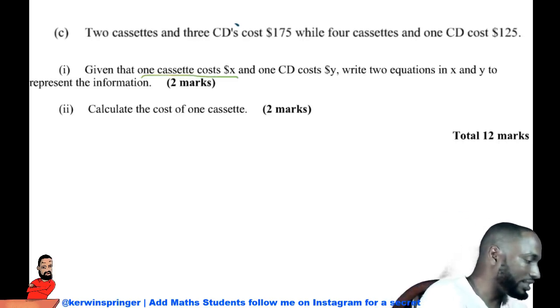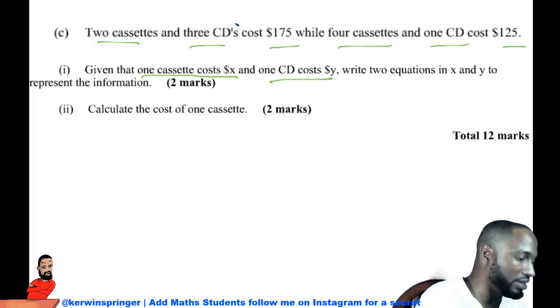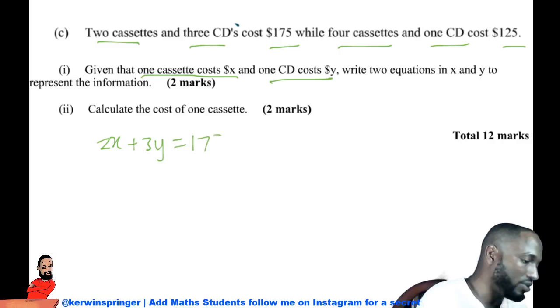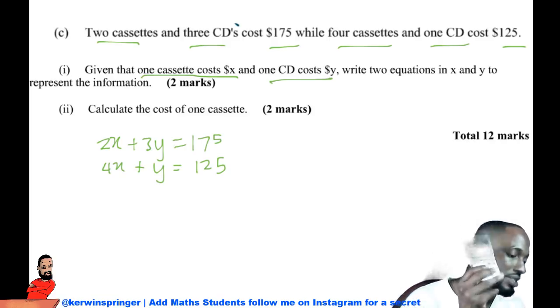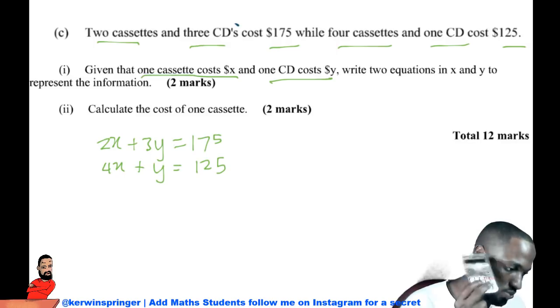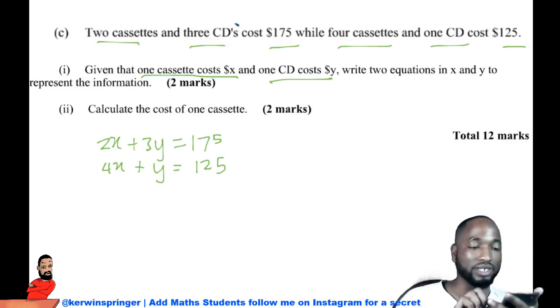Given that one cassette is x and one CD is y, but you have two cassettes and three CDs giving you that, four cassettes and one CD giving you that. So you're going to get 2x plus 3y is equal to 175. And 4x plus 1y, or you can just put y, is equal to 125. So now you solve the simultaneous equation. And this calculator can solve it just so. So I'll solve it on the calculator.